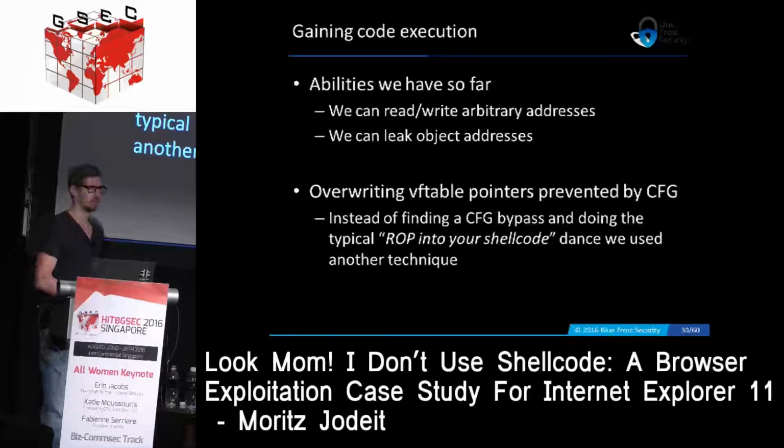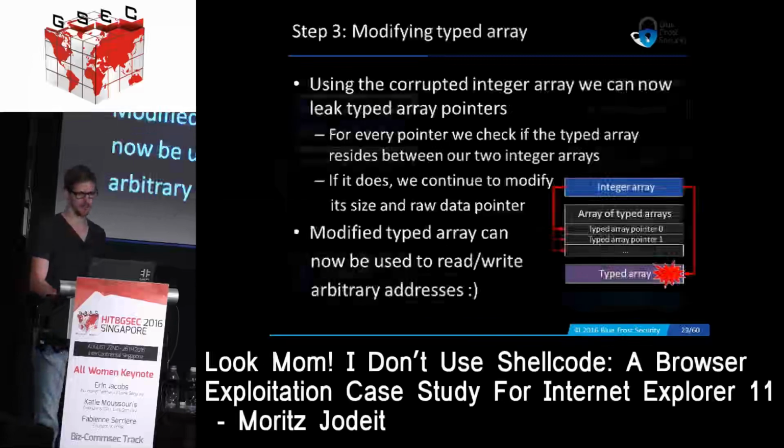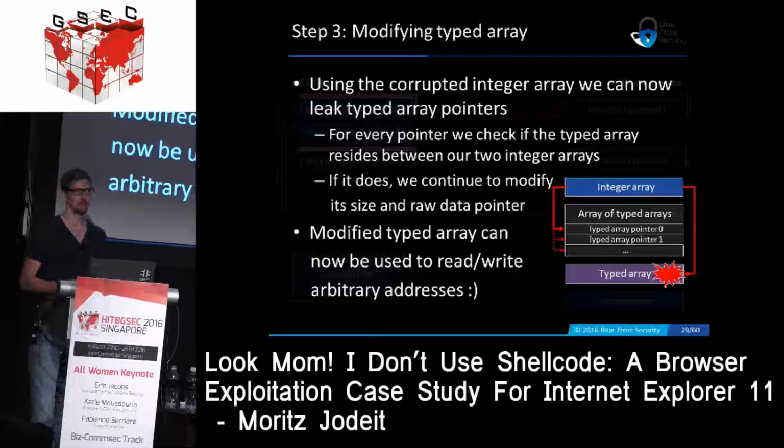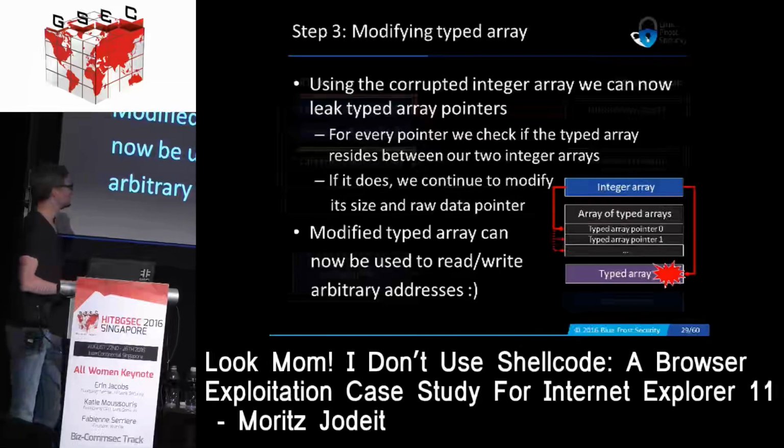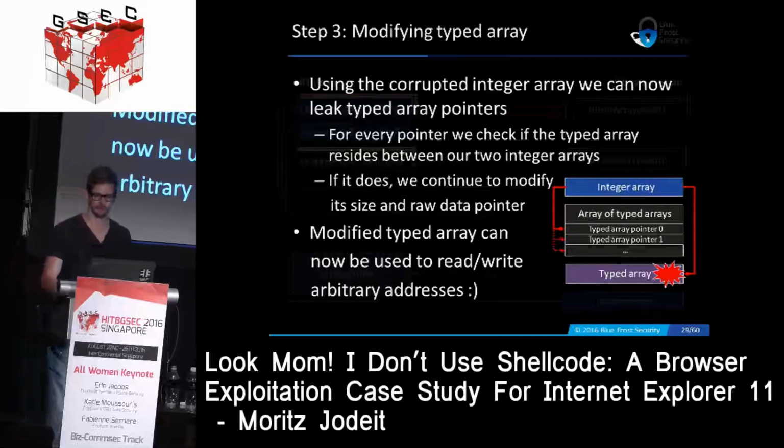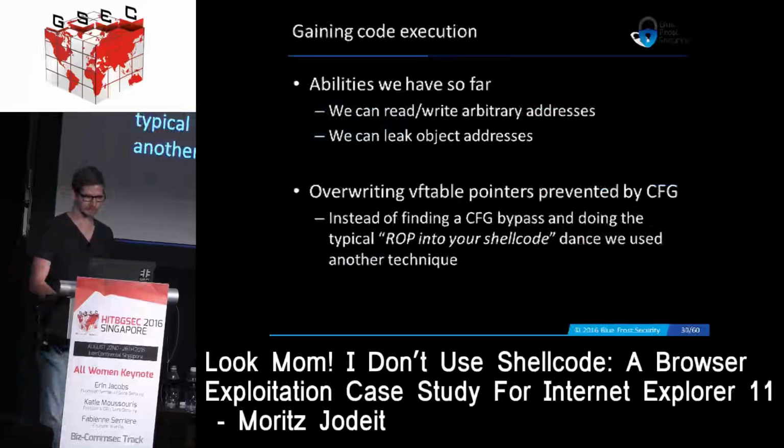So now we have the ability to read and write arbitrary memory. So this is quite powerful. And we can also leak arbitrary JavaScript objects. So if you take a look at the slide again, what you can do is store arbitrary JavaScript objects in the array of typed arrays, and then you just use the corrupted integer array here to leak one of these pointers, and you immediately get the address. So what do we do with it?